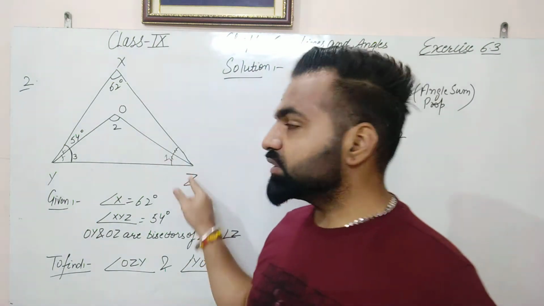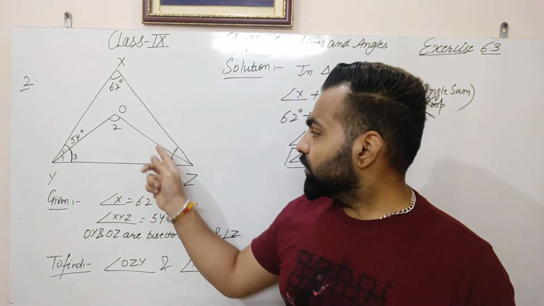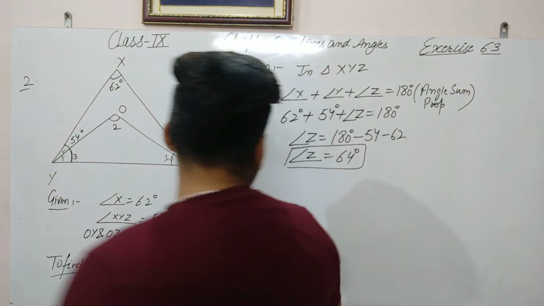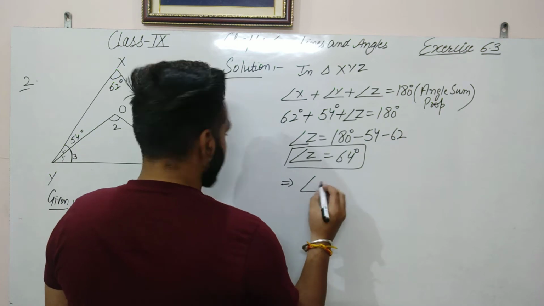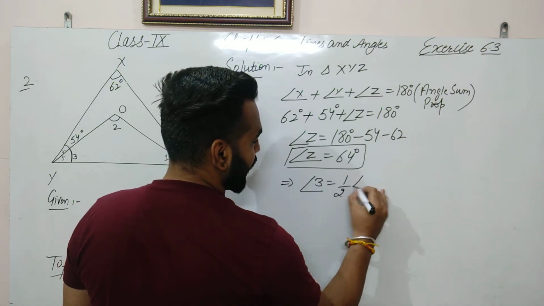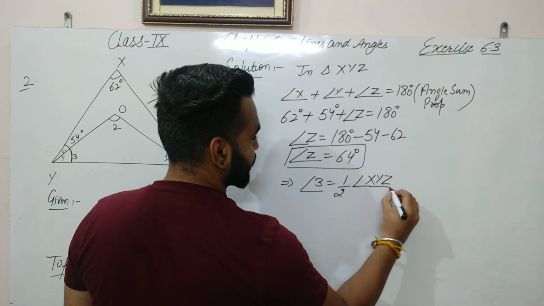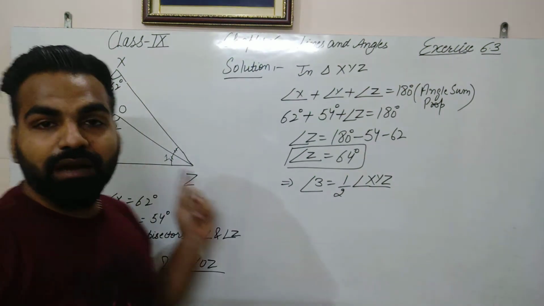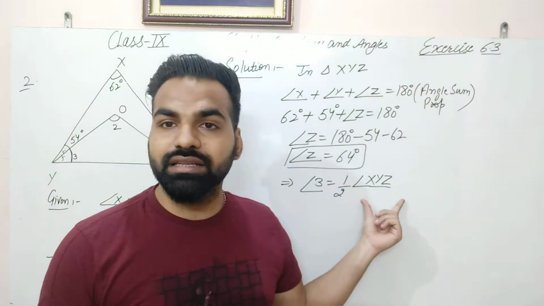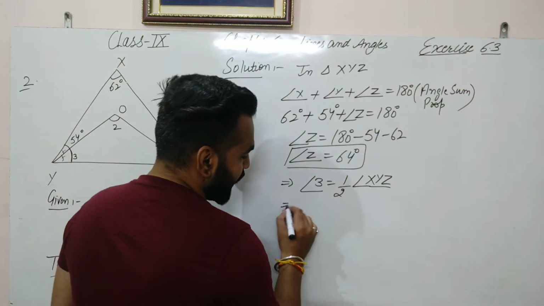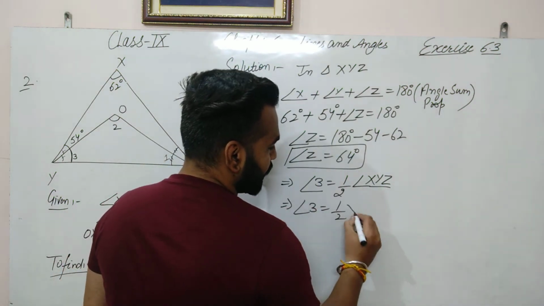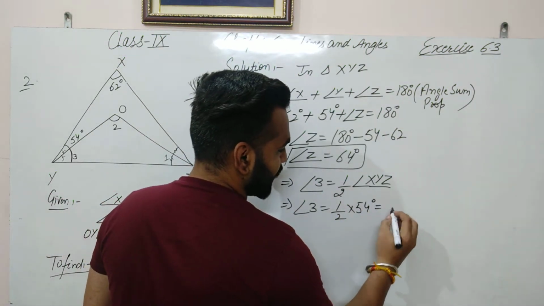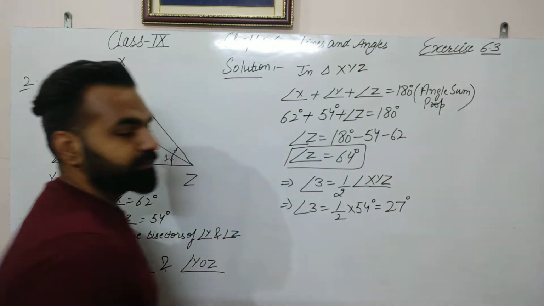Now we know that OZ is the bisector of angle Z, and OY is the bisector of angle Y. So we can write angle 3 is equal to half angle XYZ. Since this is the bisector and these two angles are equal, this part will be half of the complete angle, that is angle XYZ. So here angle 3 will be equal to half. What is angle XYZ? Angle XYZ is 54. So angle 3 will be equal to 27 degrees.